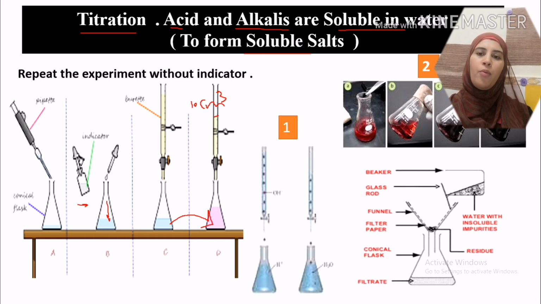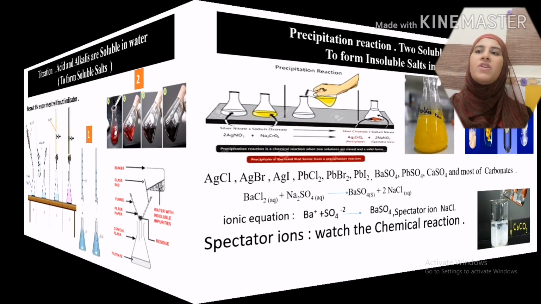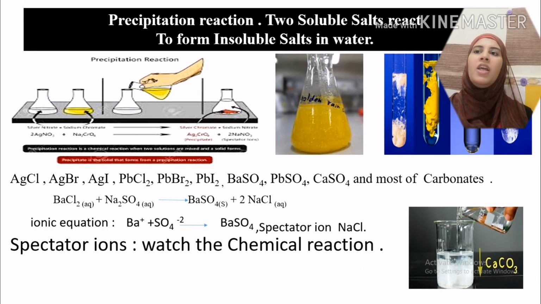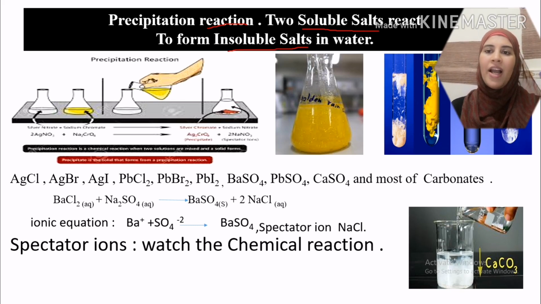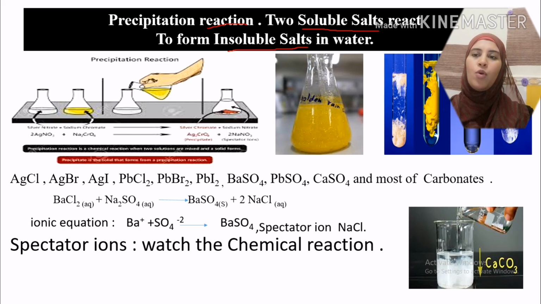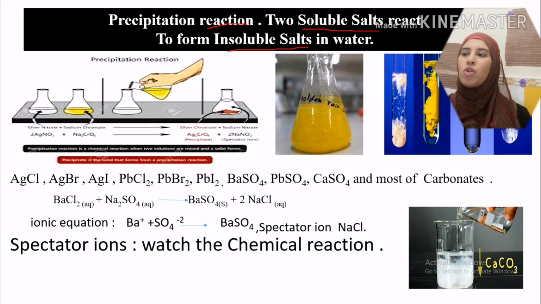The third method for preparing salt in our lab is precipitation reaction. In precipitation reaction, we will react two soluble salts to form salt insoluble in water. Our salts which are insoluble in water, we can find their names. They are collected like silver chloride, silver bromide, silver iodide, lead chloride, lead bromide, lead iodide. We have barium sulfate, we have lead sulfate, calcium sulfate, and most of carbonates are insoluble in water.